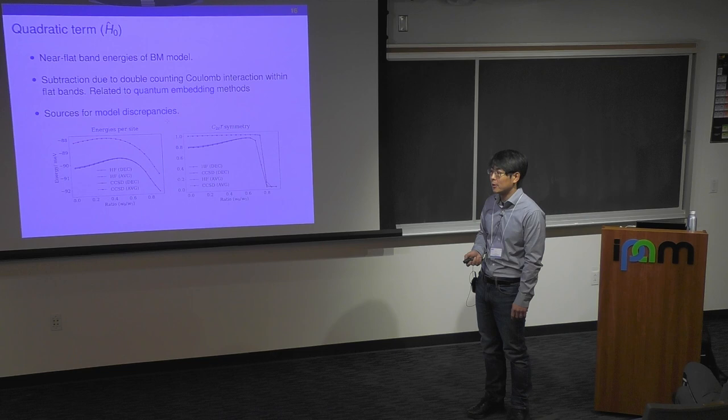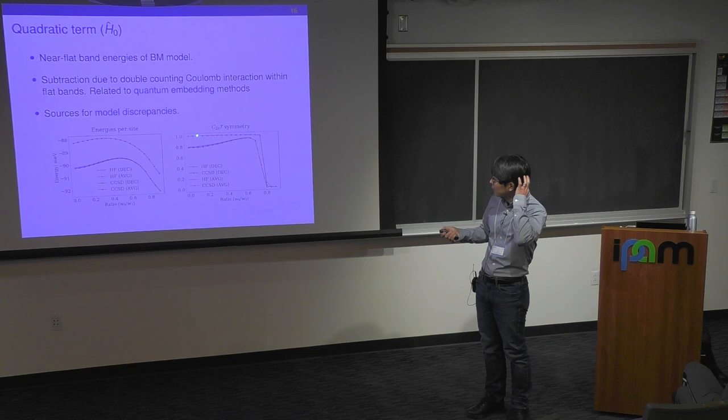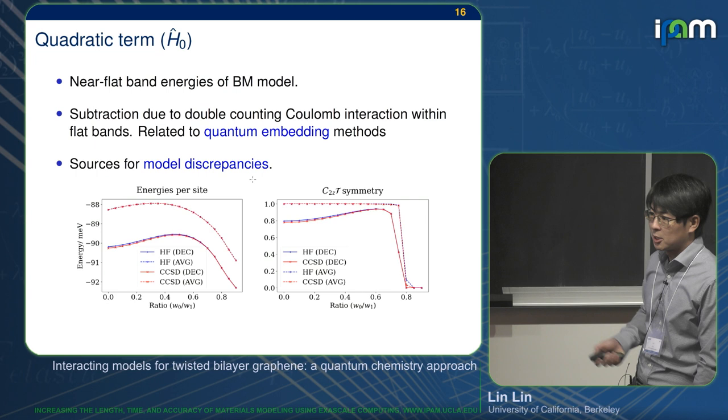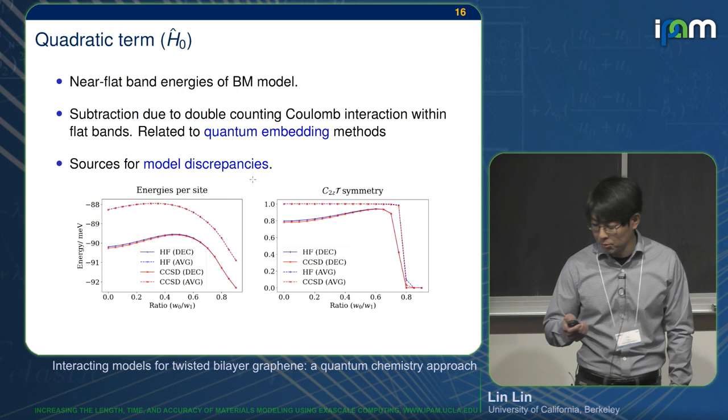Similarly, if you look at this quantum anomalous Hall phase, which requires you to detect the C2zT symmetry breaking, which I'm going to talk about later, this is one model which has a sharp phase transition, while the other looks like this, which is much softer. So this is just to show that there is indeed model discrepancy one needs to keep in mind.